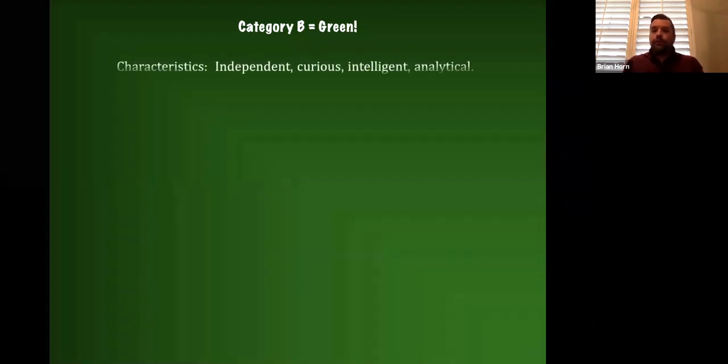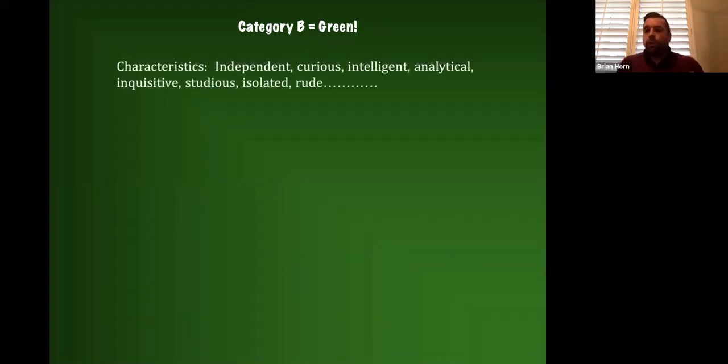The next personality color is interesting. It's the category B, and the personality here is green. Now, green, I say, is interesting because based on their qualities and characteristics, the curiosity, the inquisitiveness, the analytical thought, you would think that they would always be really good students. And for the most part, they get it.